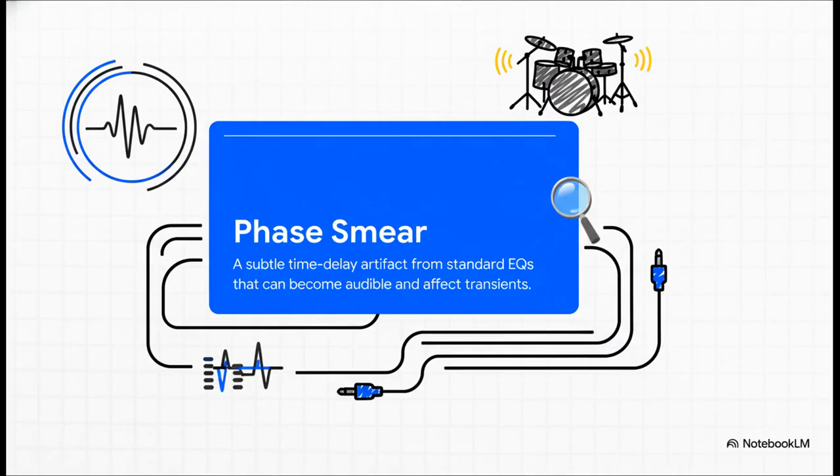You see, anytime you use a normal EQ, it actually introduces these tiny microscopic time delays to the frequencies you're messing with. This is called phase shift or phase smear. Now, most of the time, you can't even hear it, but when you start making really aggressive EQ moves, especially on things like drums, it can actually soften the punch and change the sound in ways you really didn't want.